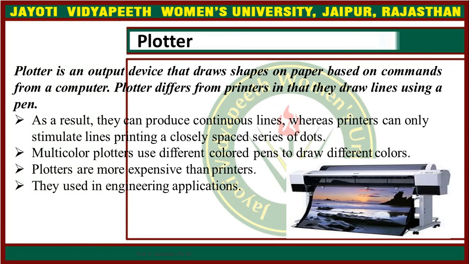Now come to the plotters. A plotter is used as an output device that draws shapes on paper based on commands from a computer. This differs from printers in that plotters draw lines using a pen. As a result, they can produce continuous lines, whereas printers can only simulate lines by printing a closely spaced series of dots. Multicolored plotters use different colored pens to draw different colors. Plotters are more expensive than printers. They are used in engineering applications.